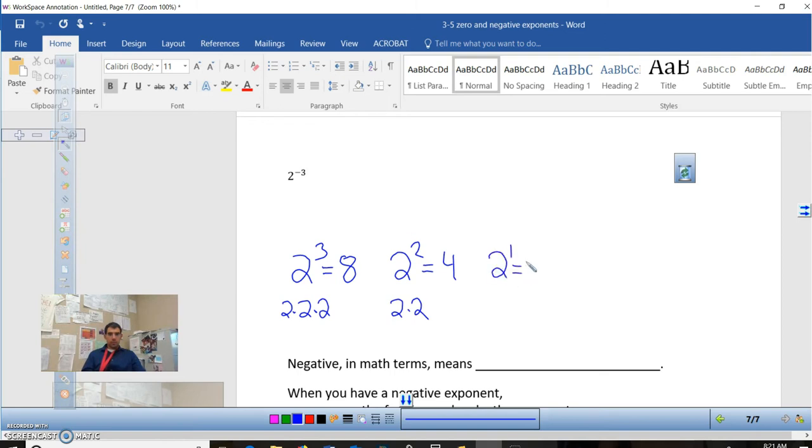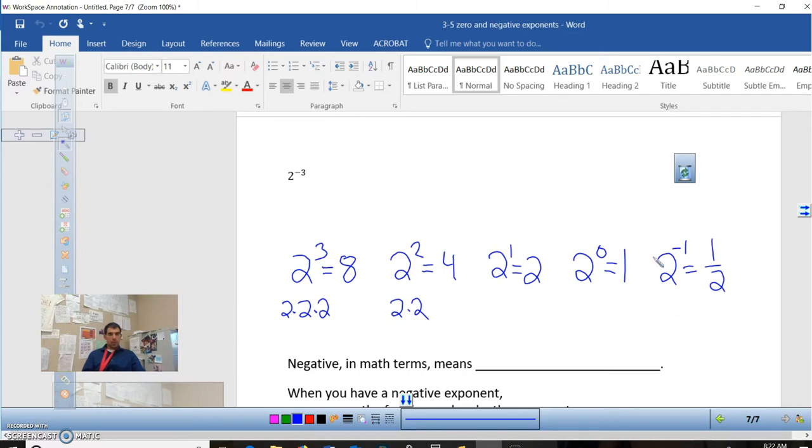2 to the first is 2. 2 to the 0 we just established is 1. And then we said, well, what's the pattern here? Half of 8 is 4. Half of 4 is 2. Half of 2 is 1. So half of 1 would be 2 to the negative first. It must be a half.